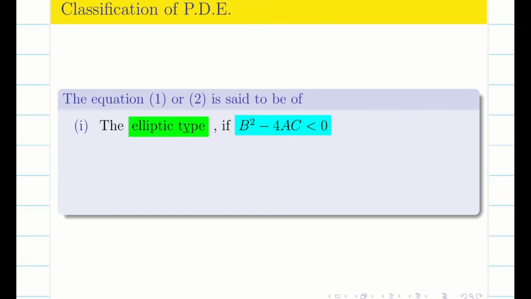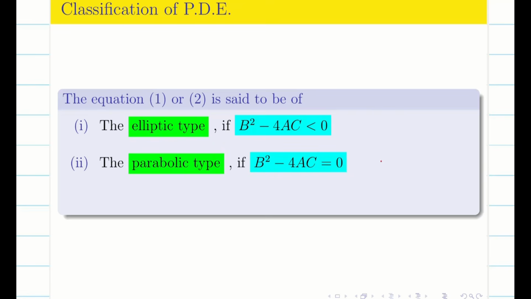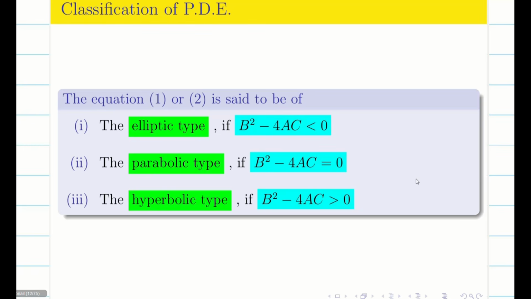So the above equation is said to be elliptic when, for the coefficients a, b, c, b square minus 4ac is less than 0, and it is parabolic if b square minus 4ac is equal to 0, and hyperbolic if it is greater than 0. Let us go into the problems.